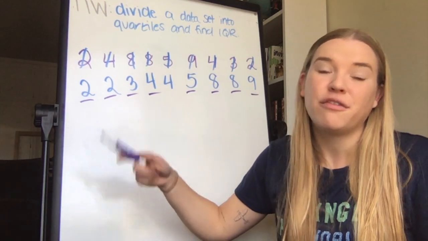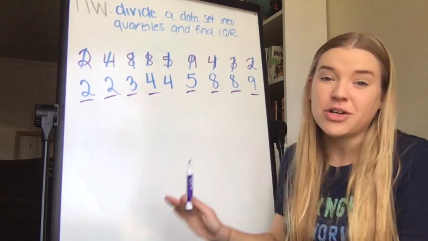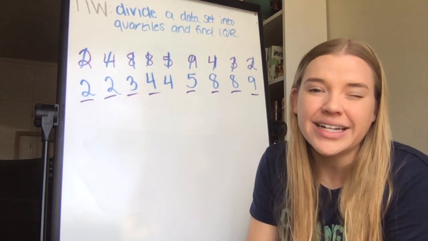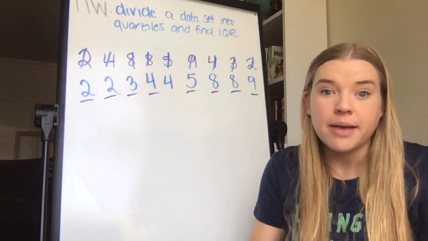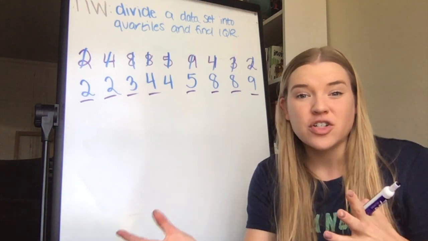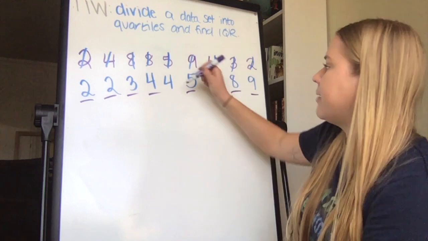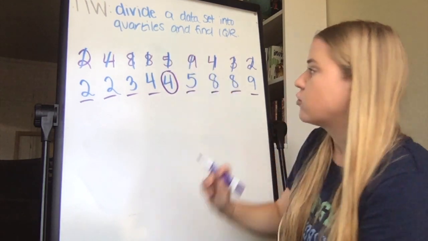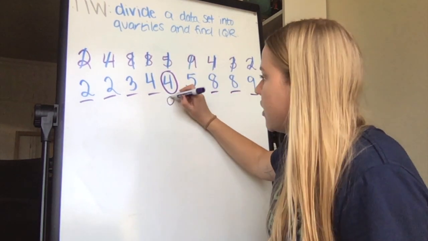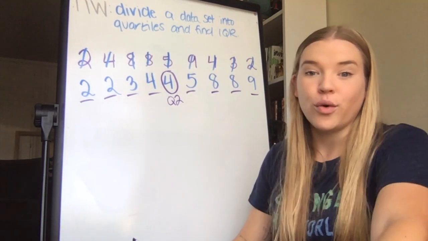Remember, if I'm crossing off 4 from the left side, I have to be crossing off the same amount of numbers from my right side. If I'm left with 2 numbers, I'm going to have to find the average of those numbers, aka adding them up and dividing. If I'm left with 1 number, then I am good. So I'm left with 1 number in this problem, which means that my second quartile is 4.